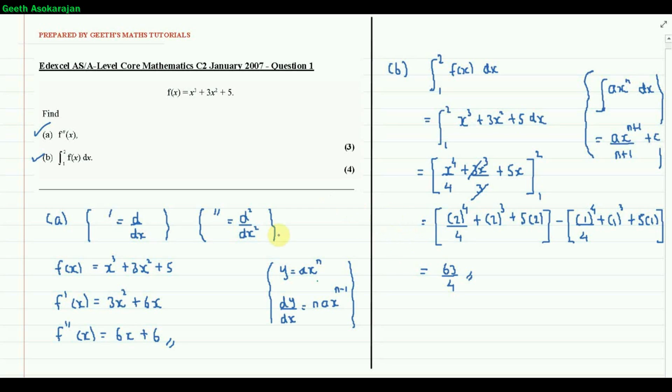Now again, if you're unaware of basic differentiation and integration, I have created videos on these explaining the process in detail along with brand new examples, and I provide the links to these videos in the description below.